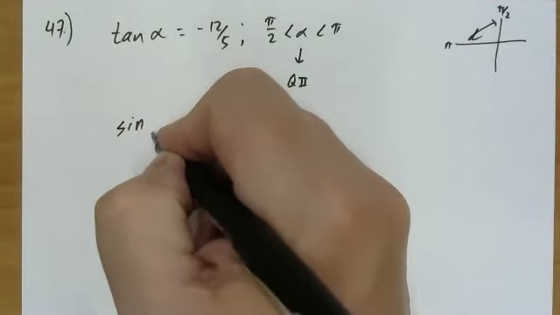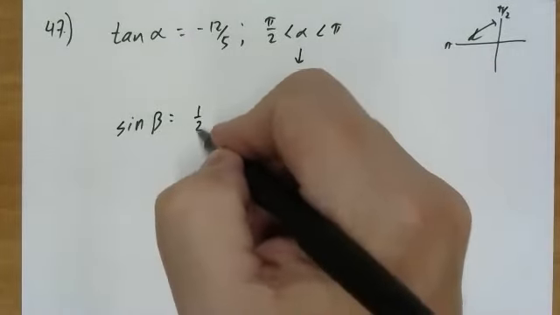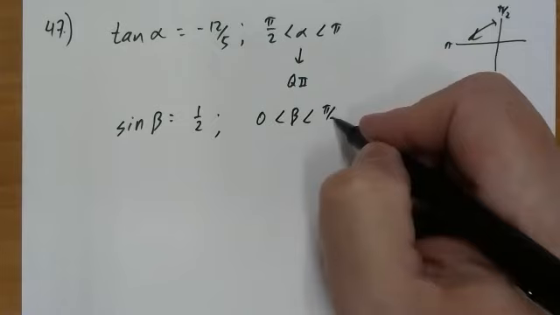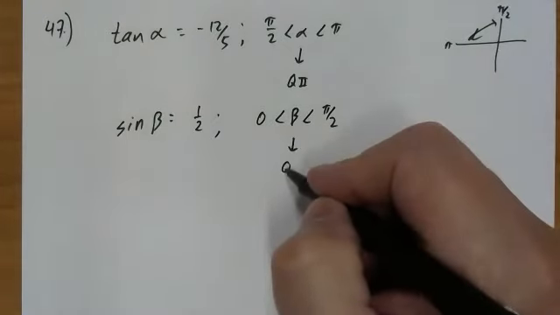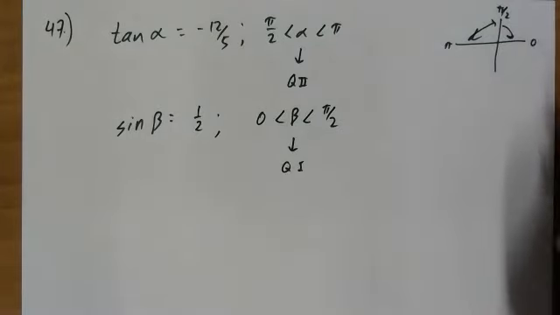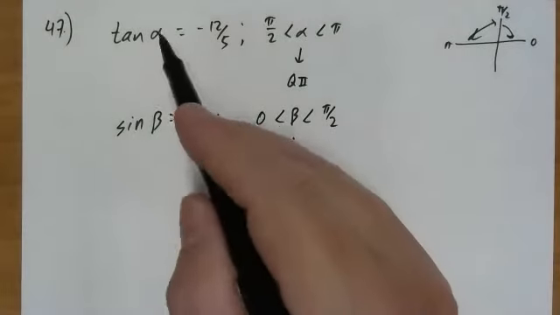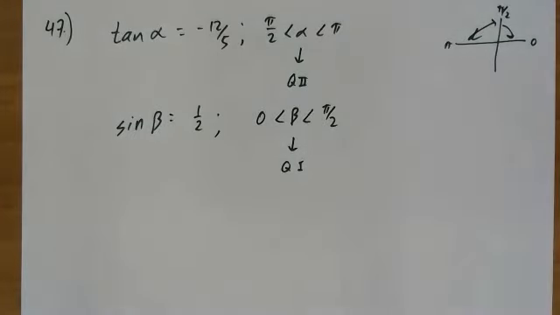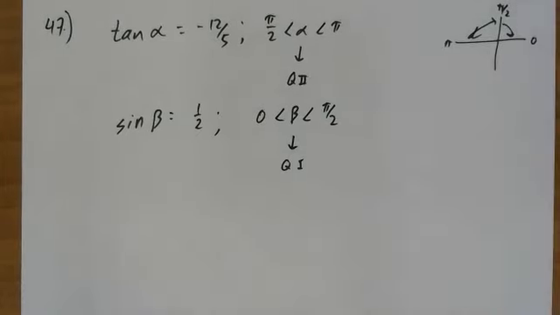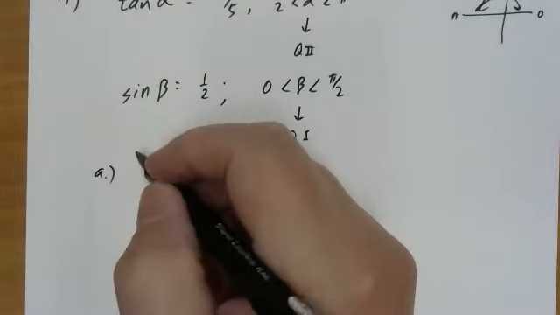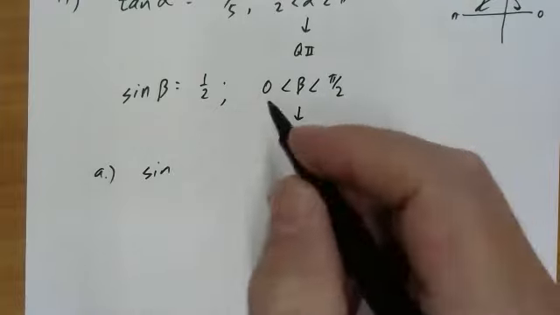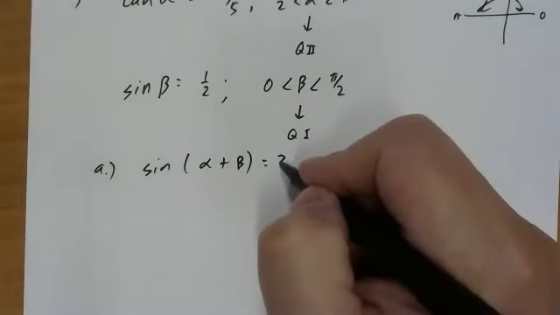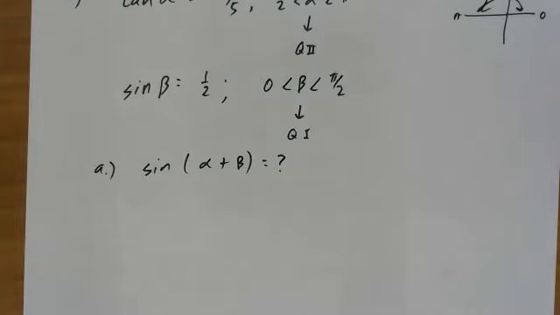But then there's a second angle, beta, and they tell me sine of beta equals 1/2. And then they say beta is between 0 and pi over 2, which is another way of saying beta is in quadrant 1. So they're giving me two angles, two trig functions, and they told me what quadrant the angles are in. And then they ask me to calculate four different problems. These actually are sum and difference formulas. So they're asking, what would be the sine of alpha plus beta?